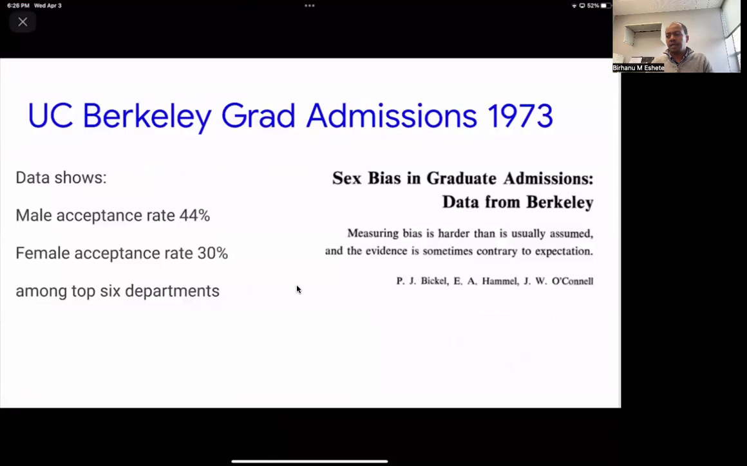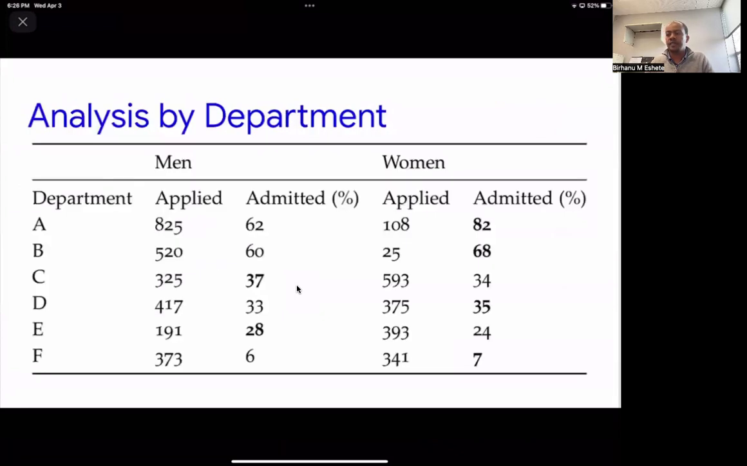There is this famous example of the UC Berkeley graduate admissions from 1973, where there was an article that looked at sex bias in graduate admissions data from UC Berkeley. The data shows a male acceptance rate of 44% and a female acceptance rate of 30% among the top 6 departments. And obviously there is a huge disparity between the acceptance rates for male and female.